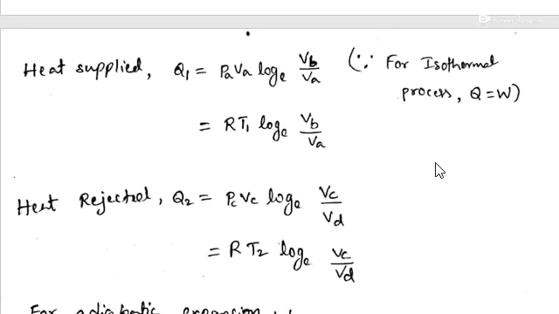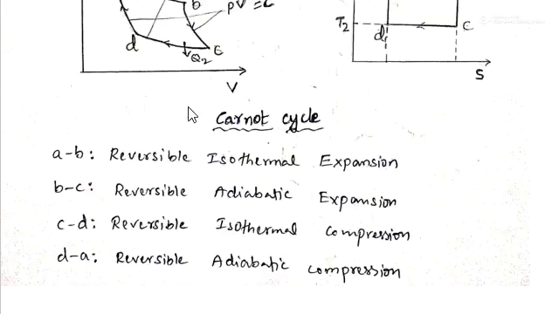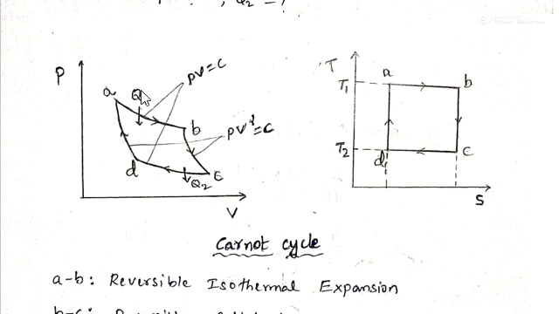Here we have to find out heat supplied and heat rejected. Heat supplied is given by PA VA log e VB by VA. Why? Because in this Carnot cycle, heat is supplied in the isothermal process, isothermal expansion, and heat is rejected in isothermal compression.